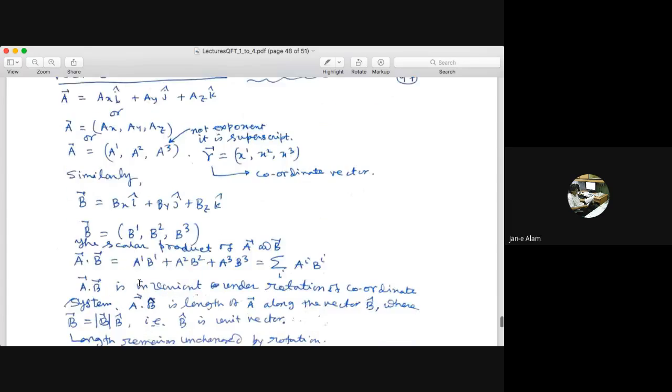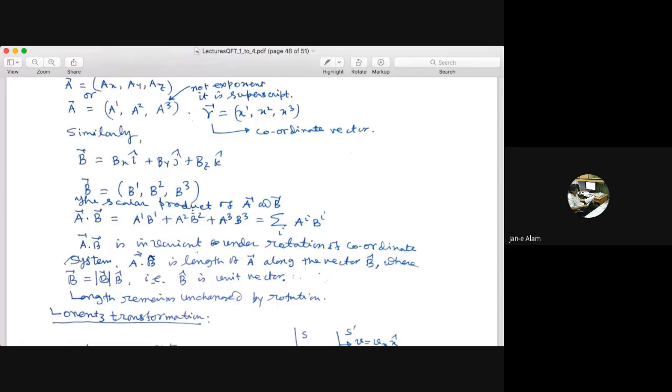And I also know how to take the scalar product of vectors a and b. We all know that the scalar product of a and b is a1 b1 plus a2 b2 plus a3 b3, and I can write this as the sum over i of ai bi. Sometimes this summation sign we avoid, and that is what is called the Einstein convention: if there is any repeated index, it is implied that there is a sum over that particular index.